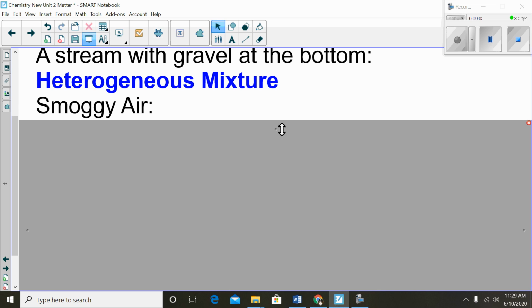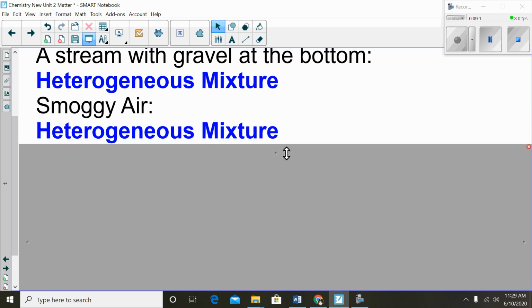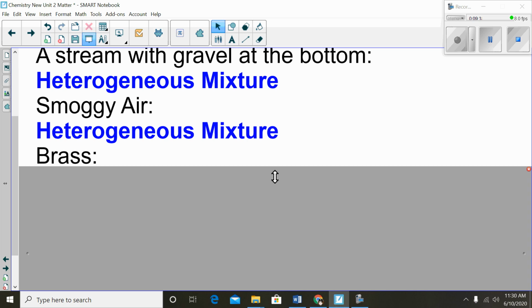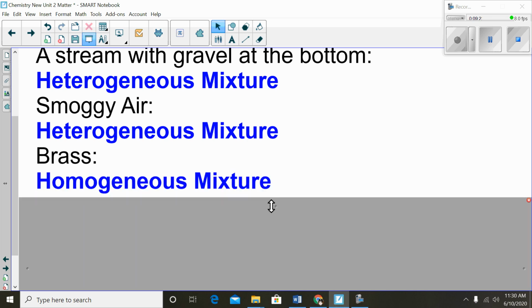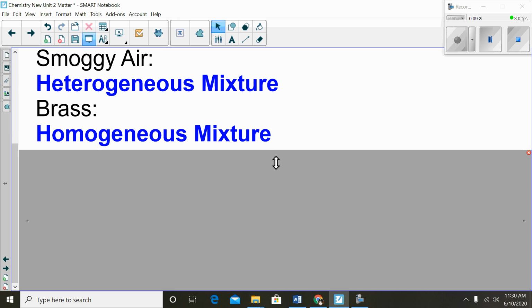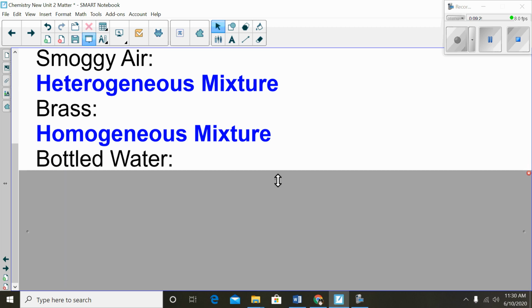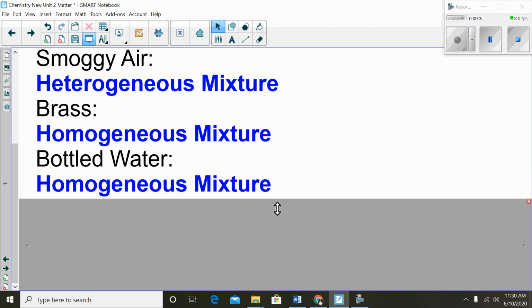Smoggy air. So this is like polluted air. That would be heterogeneous. You could see that smog in the air. Brass. Brass is a homogeneous mixture, or you could have called that an alloy, but it is homogeneous. It's two metals combined and you can't see the difference. Bottled water. The reason you buy the bottled water is so that any impurities are taken out. So that should be a homogeneous mixture.